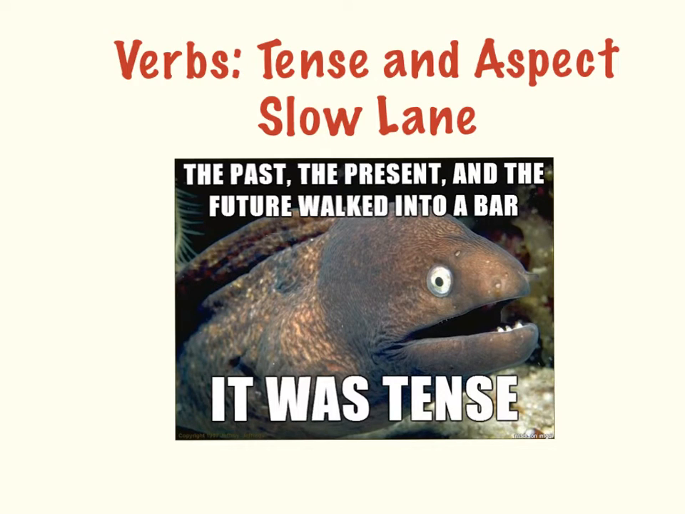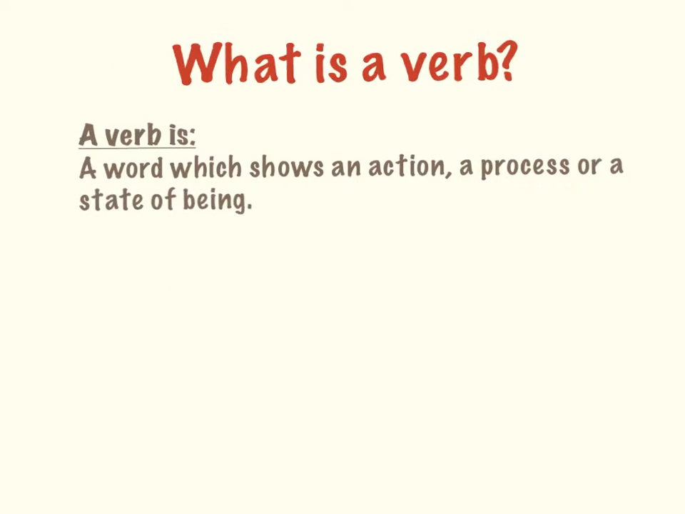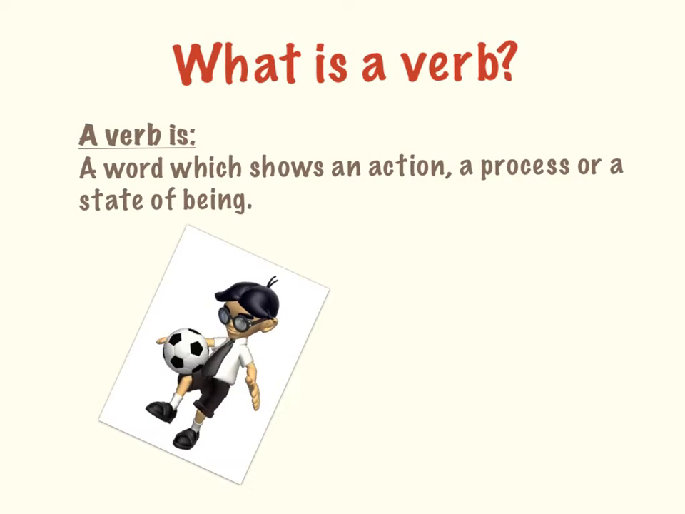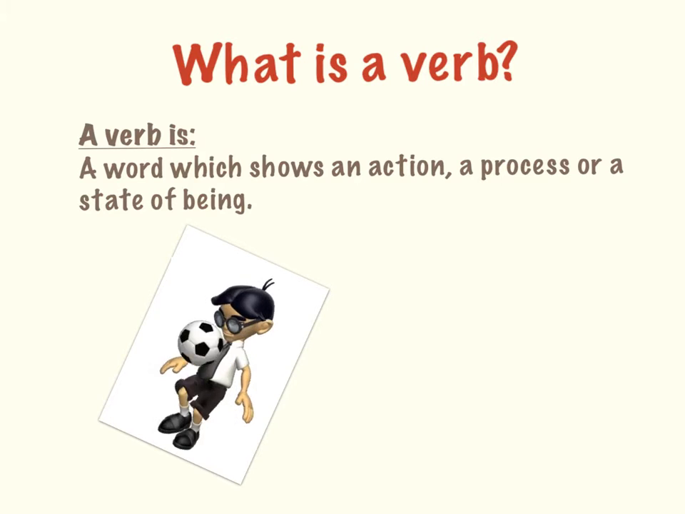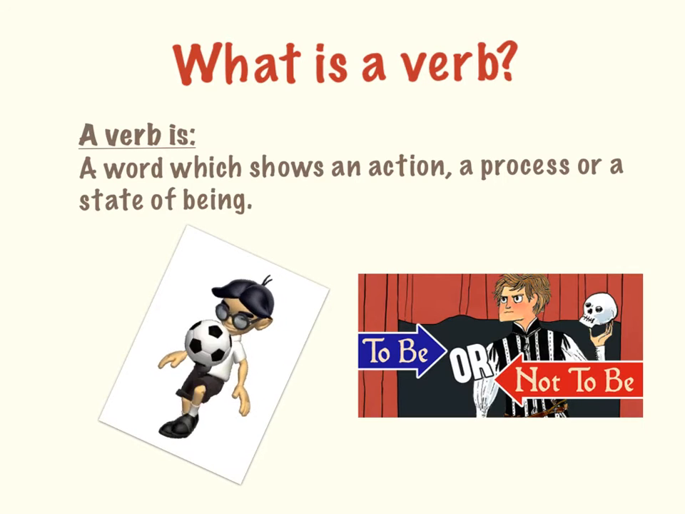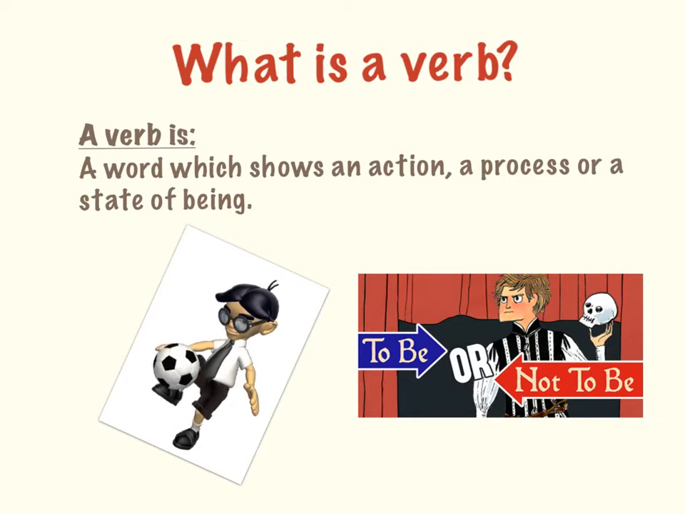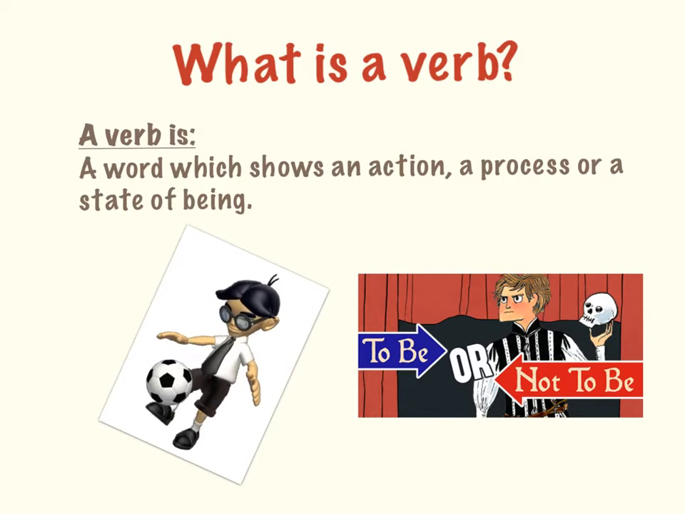In this video, we're going to learn how to conjugate verbs for tense and aspect. You probably know a verb as a doing word, but a verb is so much more than that. It's a word which shows an action, a process, or a state of being, and verb plays a very important role in our sentences.